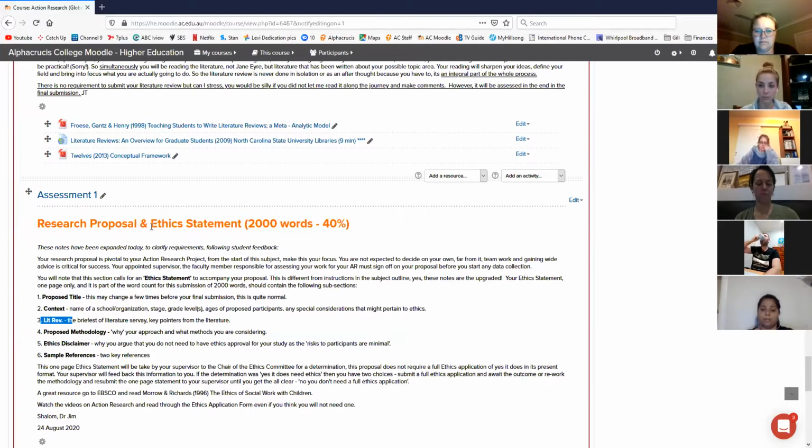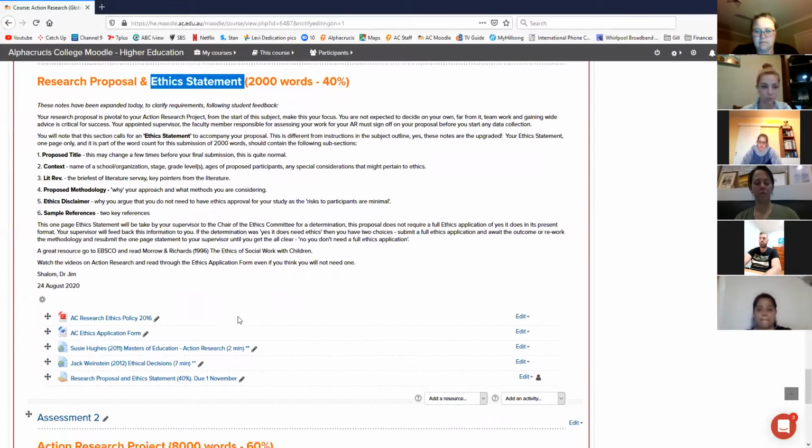The ethics statement, notice it's a statement and not an application. It's basically saying, this is how I can justify not having to do an ethics application. So that's what that's about.